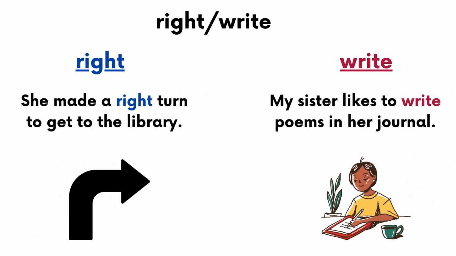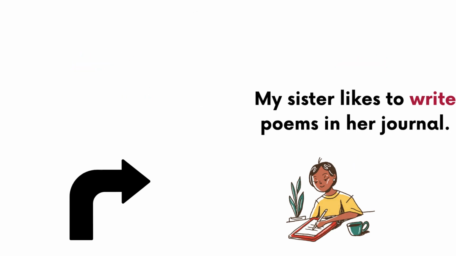Here are the words right and write. She made a right turn to get to the library. This spelling of right, R-I-G-H-T, refers to a direction. Next we have write, W-R-I-T-E. My sister likes to write poems in her journal, meaning how you write things down with a pen or a pencil to record them.